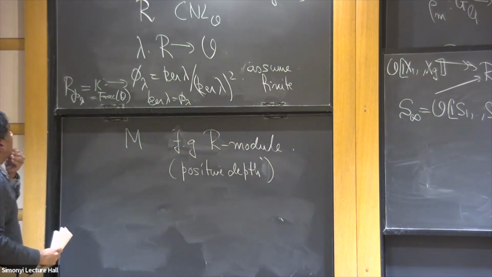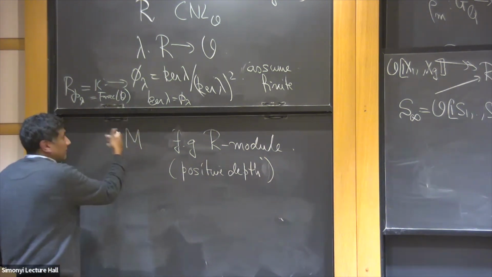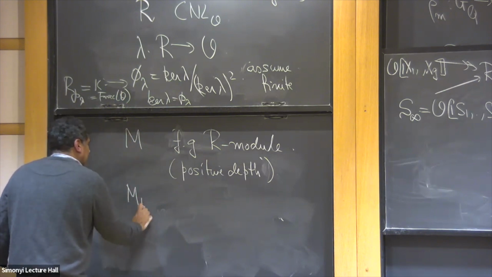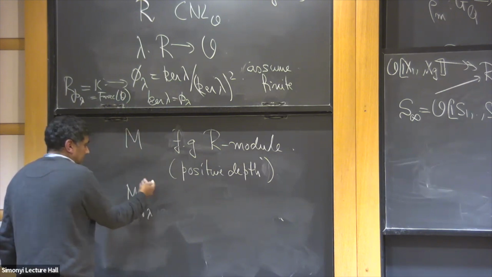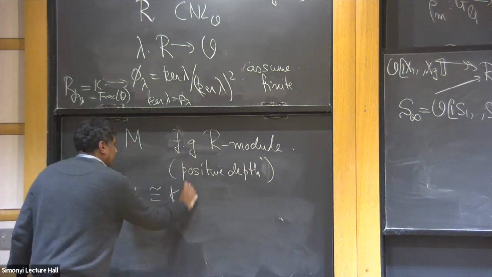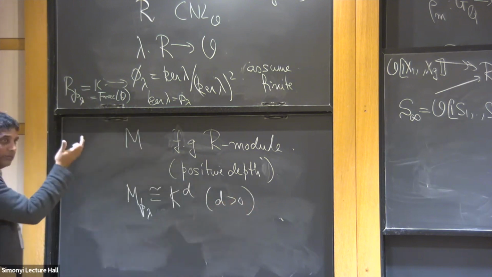So assume it has positive depth, and now you assume that M is supported at lambda, right? So you assume that M localized at P lambda is non-zero, and then you record its rank. Suppose this is isomorphic to K to the D for some D bigger than 0, which is to say that lambda is supported by M, right?